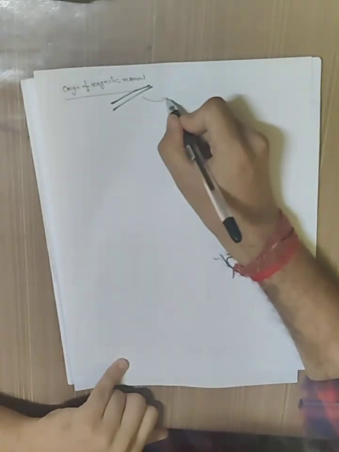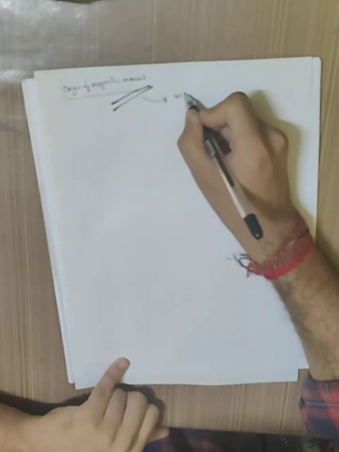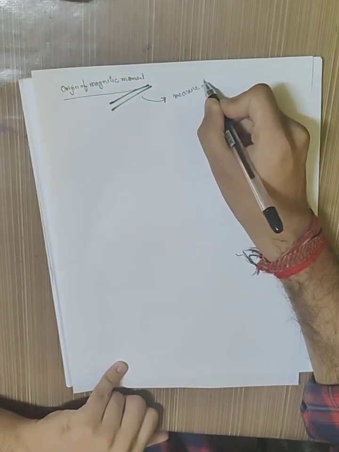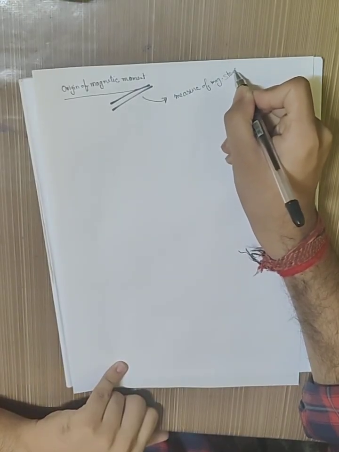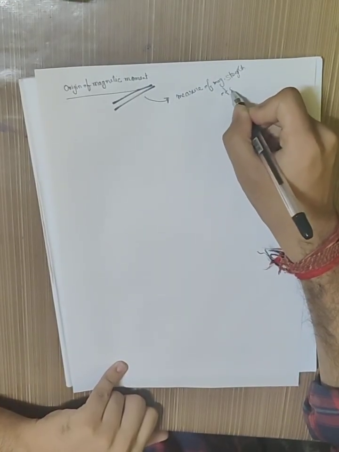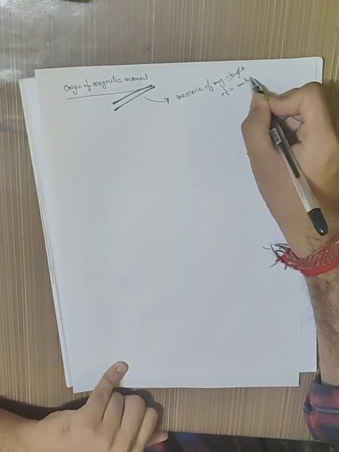It is a measure of the magnetic strength of a material. Magnetic moment is nothing but a measure of magnetic strength of a material.